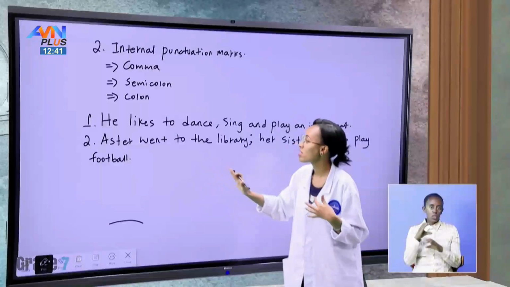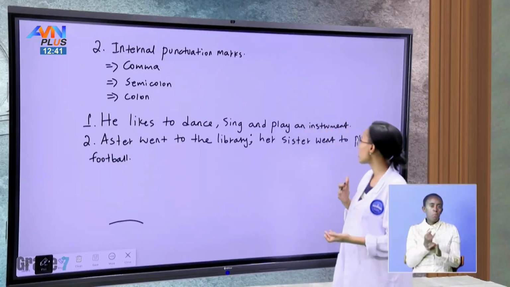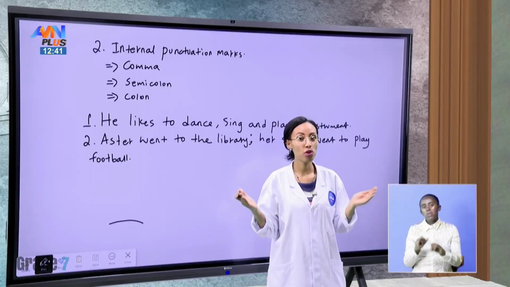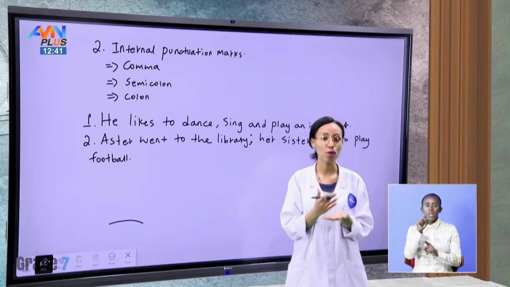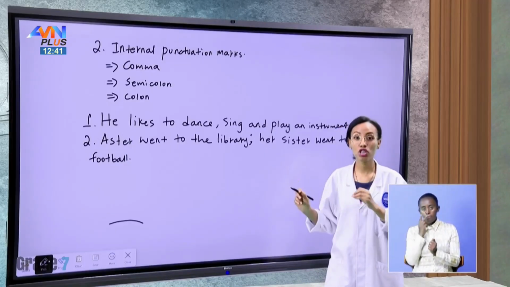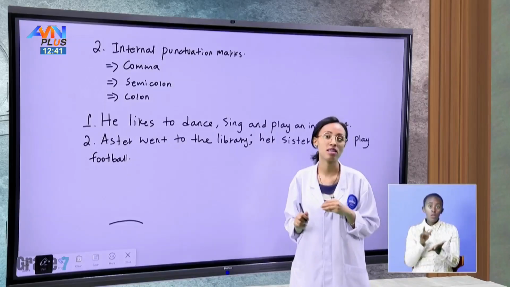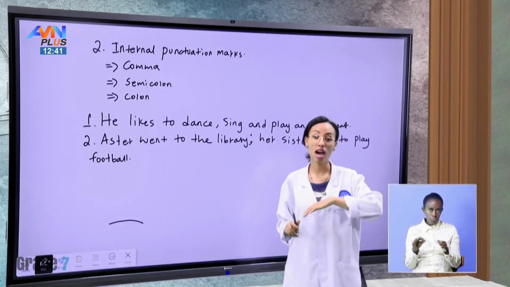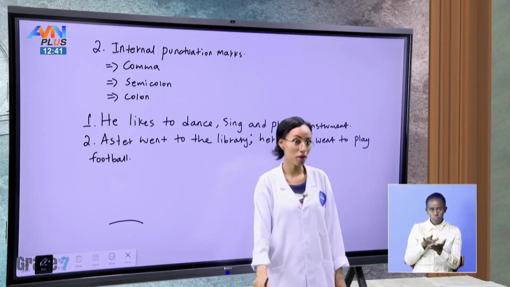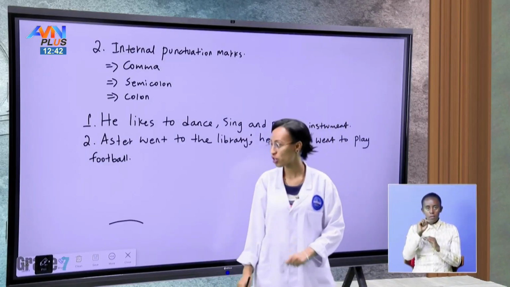Here we have Aster went to the library. That is an independent idea. Her sister went to play football. Again, an independent idea, but we used what? A semicolon to join these two together. And if you see the position of the semicolon, we used it in the middle of a sentence. We did not use it outside at the end like we used the full stop here. So if that is the case, it is an internal punctuation mark.